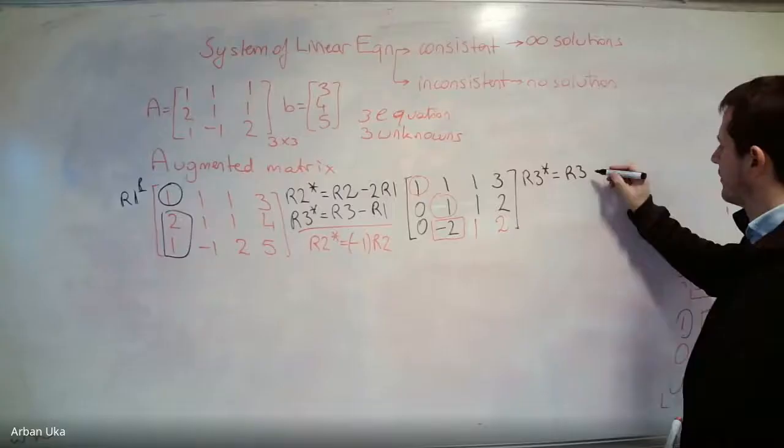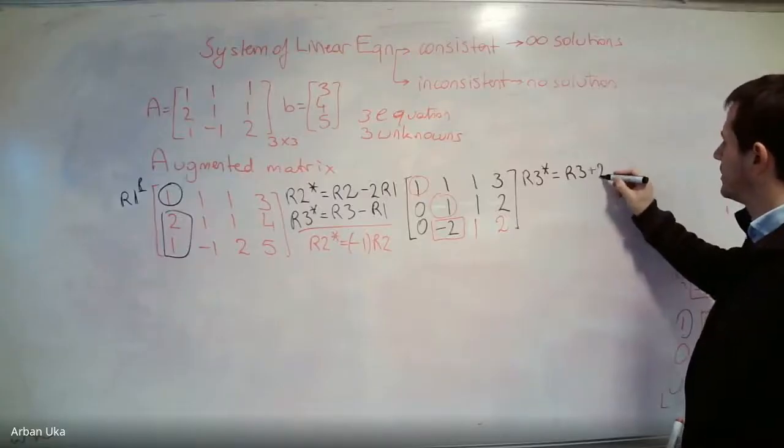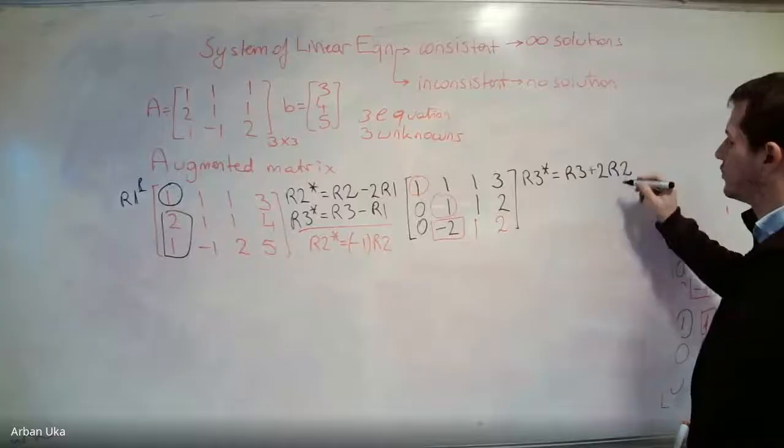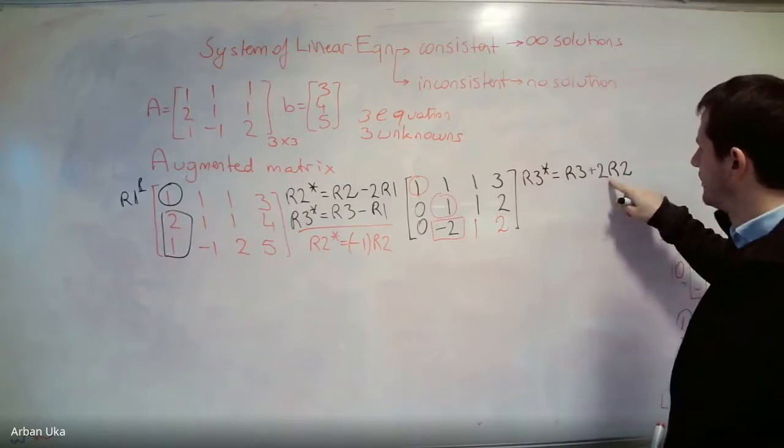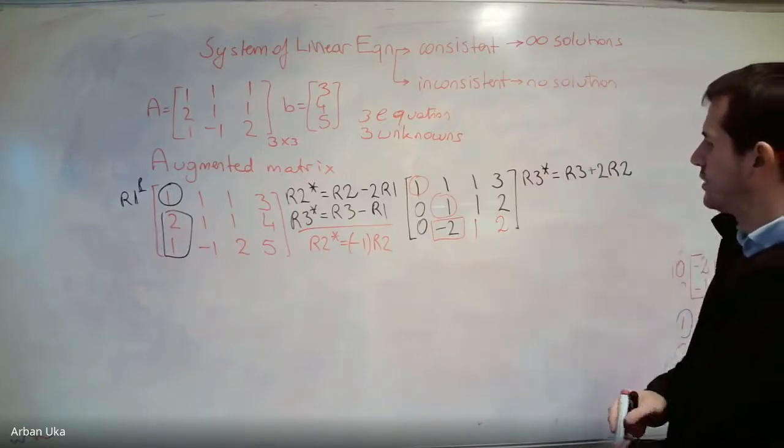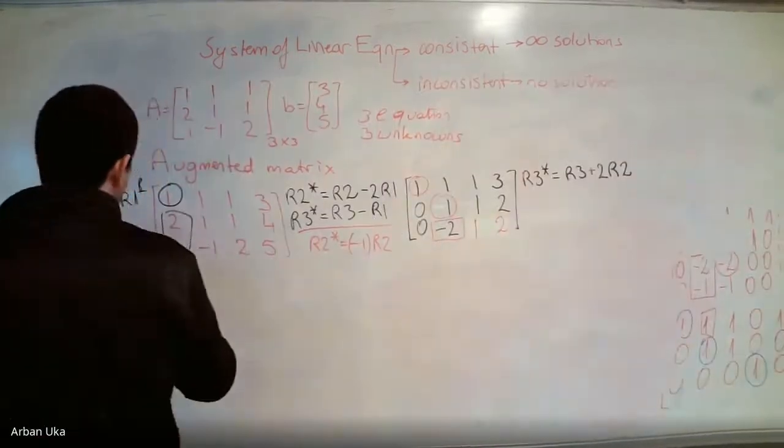Plus 2, row 2. Plus 2 what? Row 2. Okay, because row 2 is a pivot, so we should not forget. We should use row 2. And then, okay, this is all. So we can continue like this here.